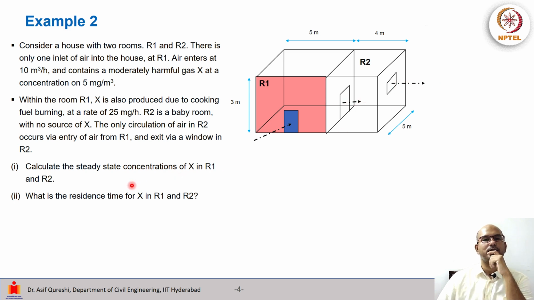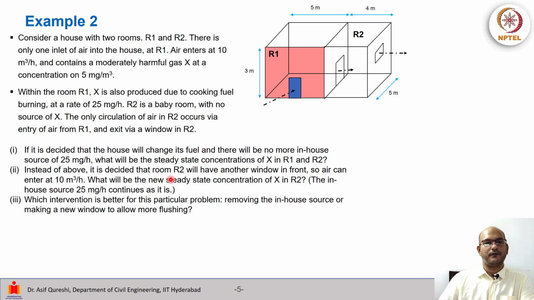The question is, calculate the steady state concentration of X in R1 and R2 and what is the residence time for X in R1 and R2. Then if it is decided that the house will change its fuel and there will be no more in-house source of 25 milligram per hour, what will be the steady state concentrations of X in R1 and R2?